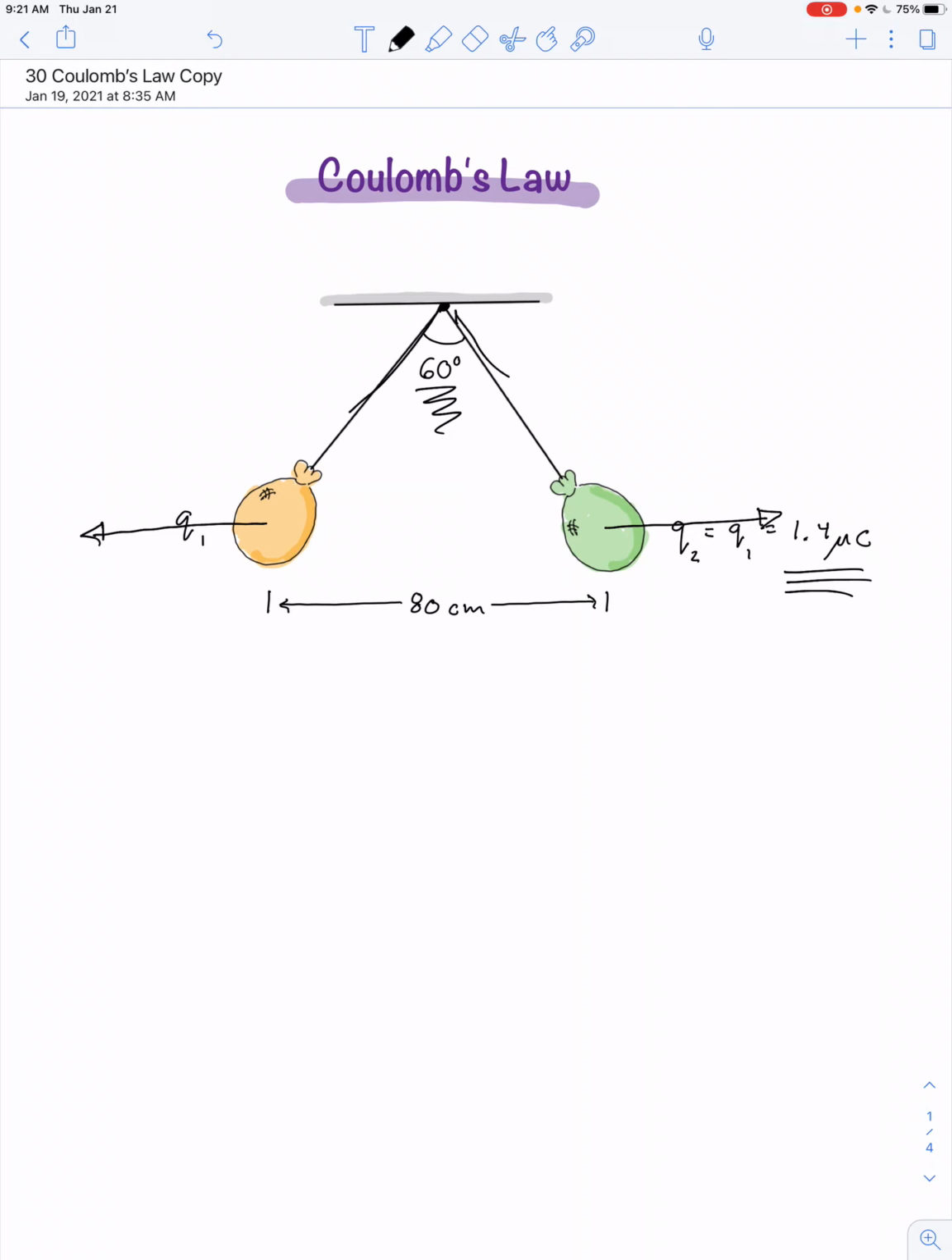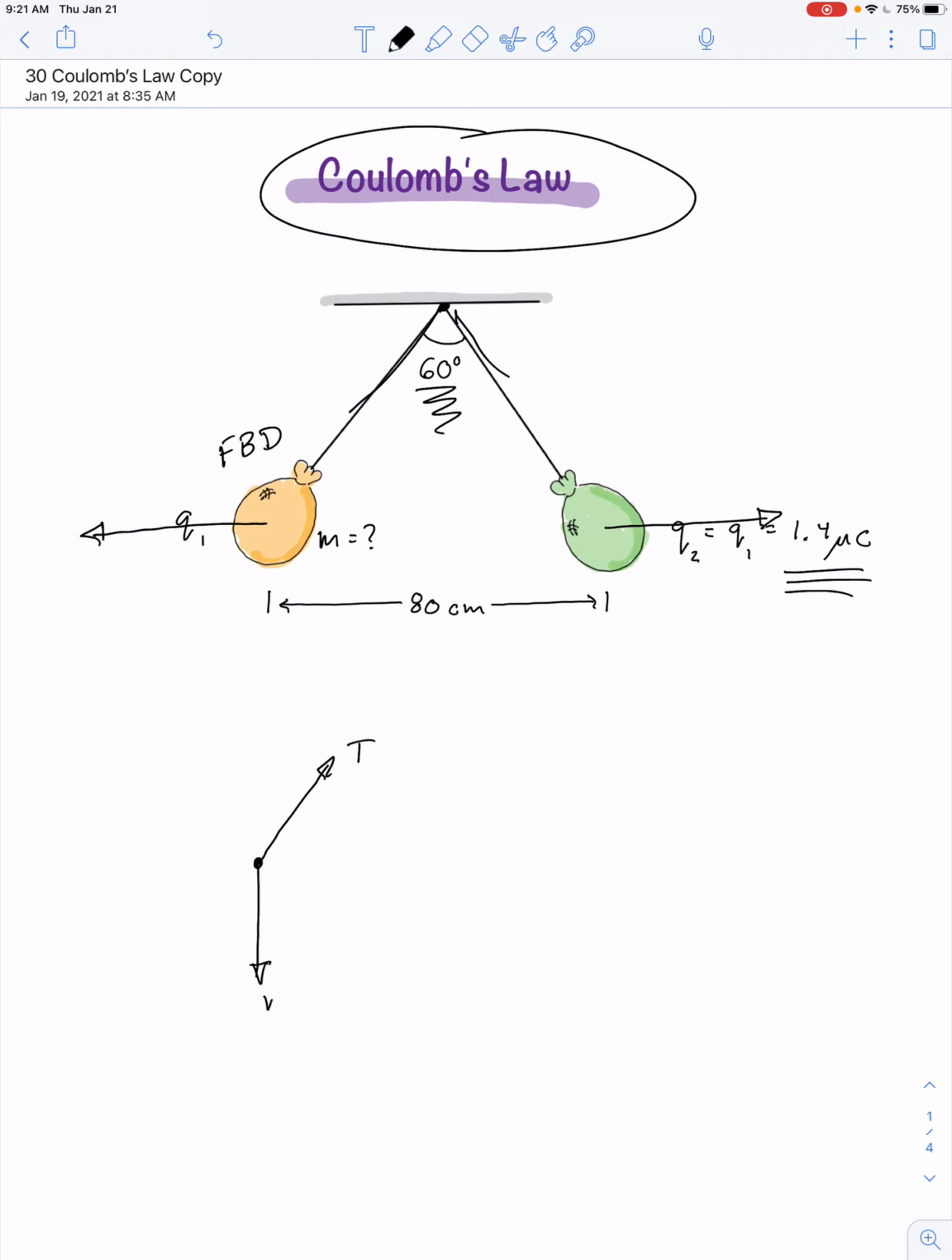So we can figure out what's the amount of mass of the two balloons, assuming they're the same in this problem, if we apply Coulomb's law. So we'll make a free body diagram, and there's a couple forces you're already familiar with. You know there's going to be some tension in the string, so I'm making a free body diagram for the orange balloon. Call that T for tension, and obviously a pull of gravity acting straight down.